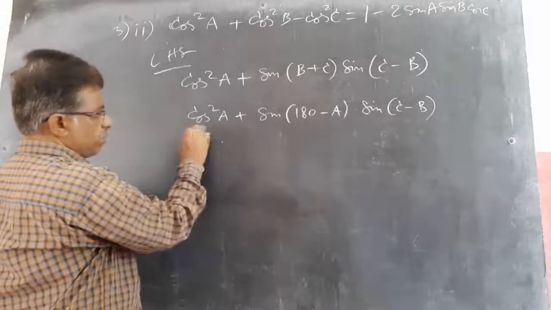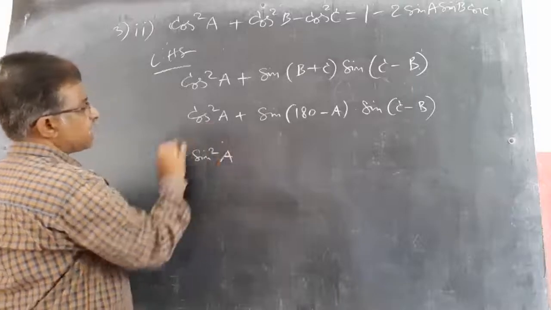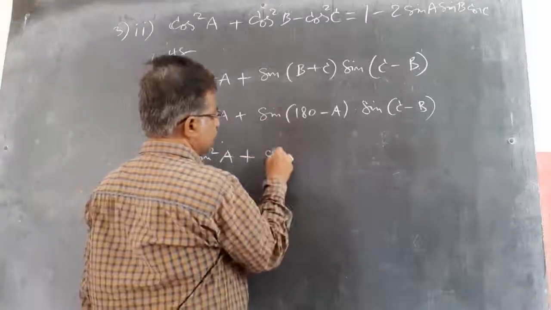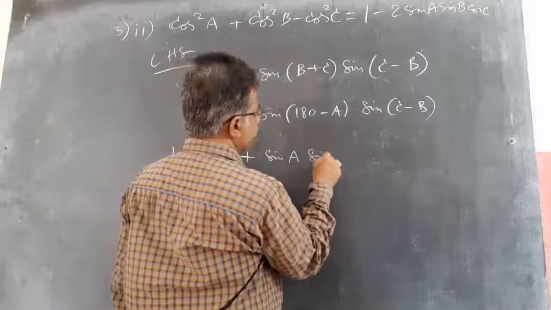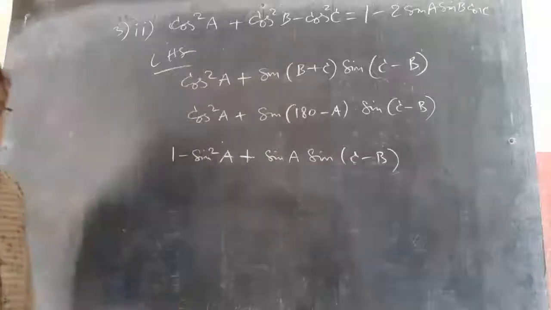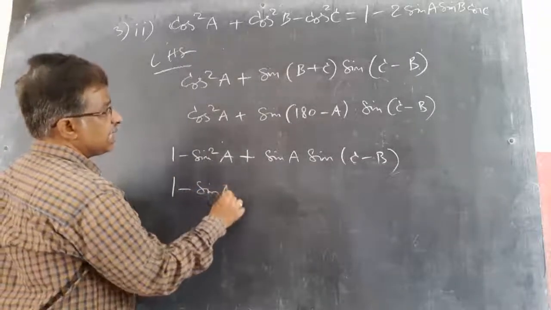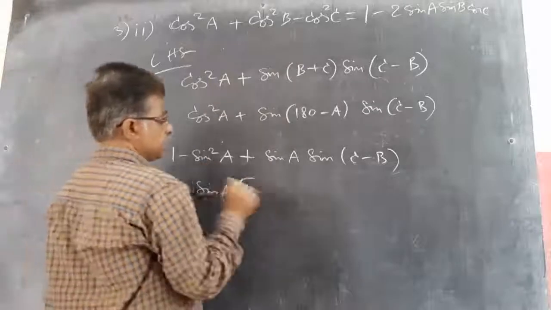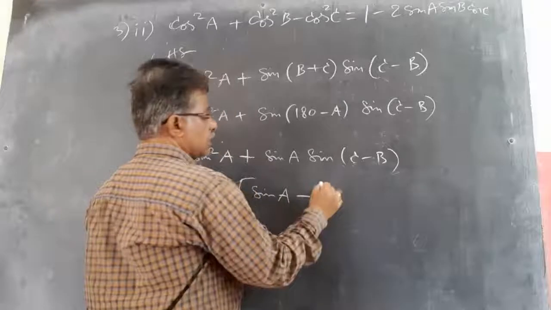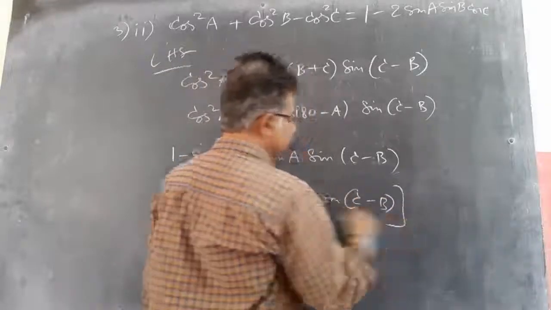So this is 1 minus sin square a, I can write. Cos square a I can write as 1 minus sin square a. And this is sin of 180 minus theta, sin theta. Sin a into sin of c minus b. Now taking minus sin a common from these two, what happens? Minus sin a common, here one more sin a is there, minus sin of c minus b is there.